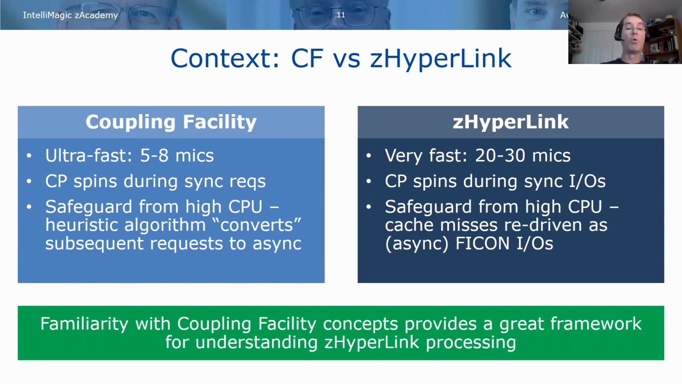Sync being that I'm holding the CPU waiting for this request because I expect this request to be very fast. In a coupling facility context, we listed here 5 to 8 microseconds. zHyperlink, maybe 20, but still, it's a lot faster than our traditional IO, and the CPU does spin or hold onto the application. But again, the benefit of that is when your IO, or your sync request, we'll call it, is complete, there's no redispatch, there's no getting back into the dispatcher queue, there's no reloading of the cache lines, you just resume very, very fast.